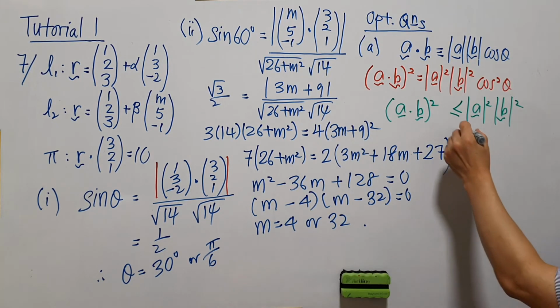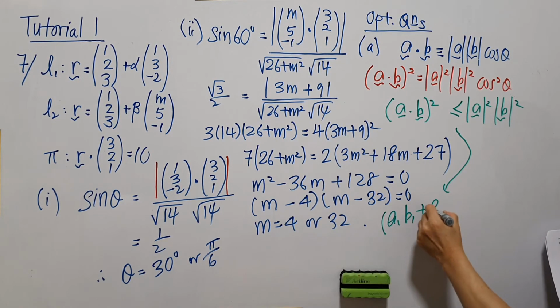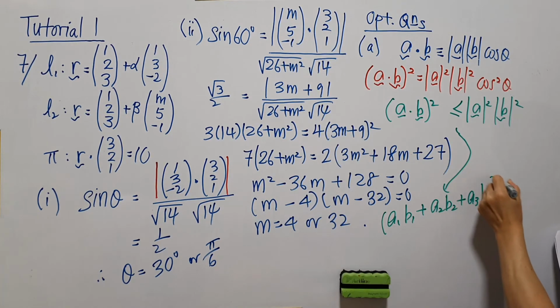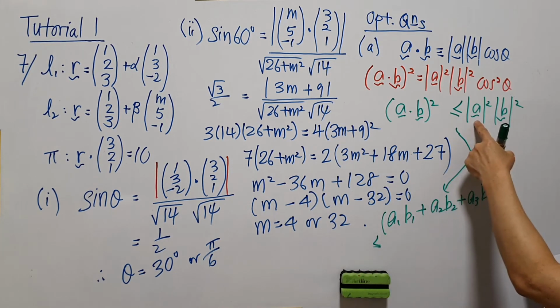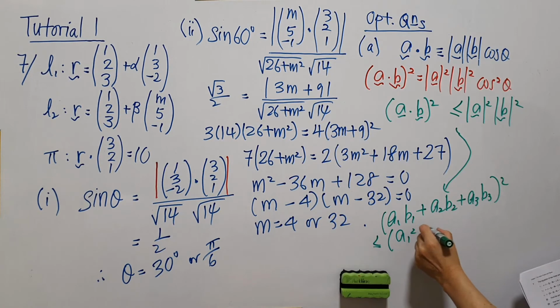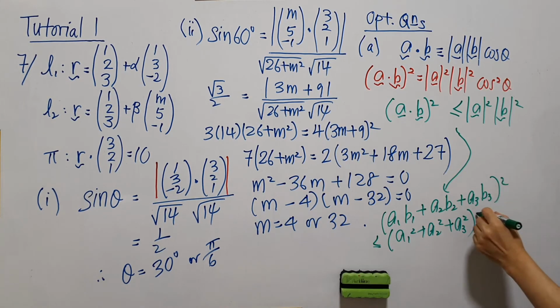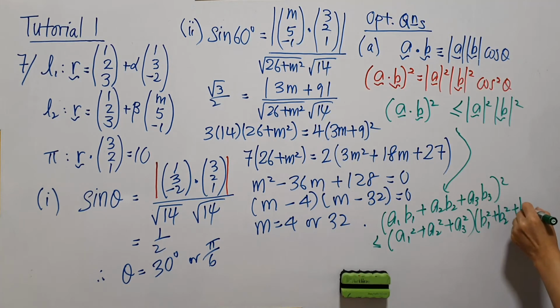This left hand side, right? This left hand side is actually like this, no? It's actually a1 b1 plus a2 b2 plus a3 b3, squared. You see? And then on the right hand side, the magnitude of a square would be a1 square plus a2 square plus a3 square. And again, the magnitude of b square would be b1 square plus b2 square plus b3 square. And there you are, you have proven the optional question, part A.